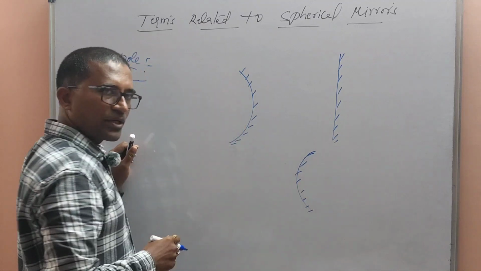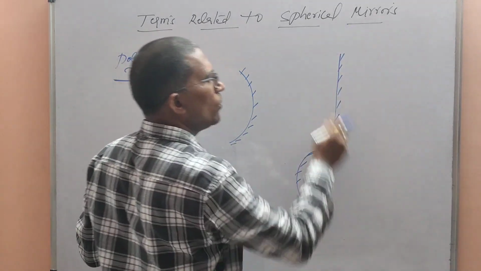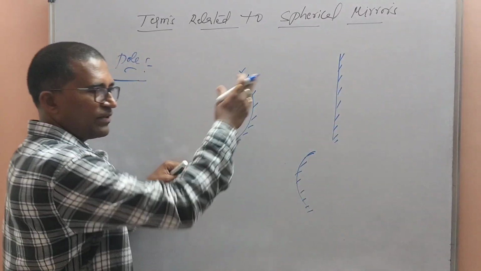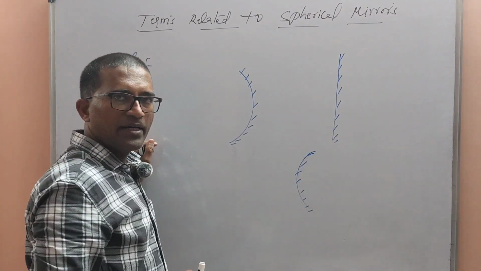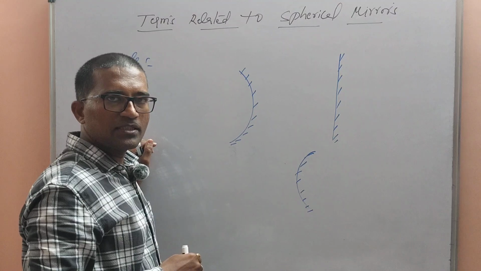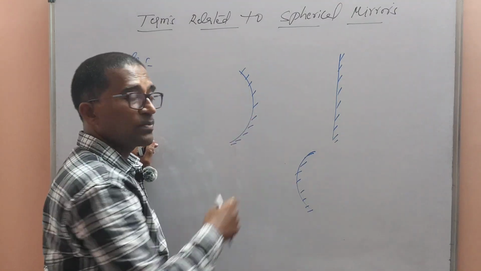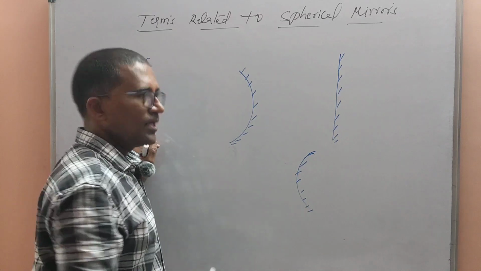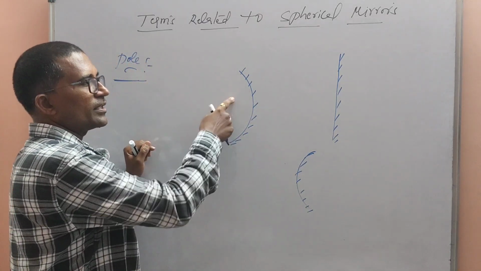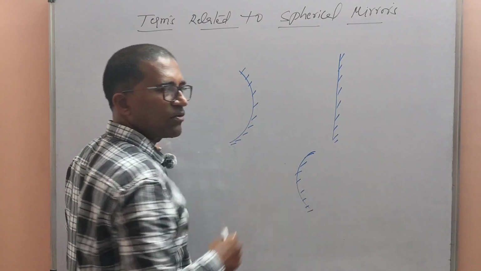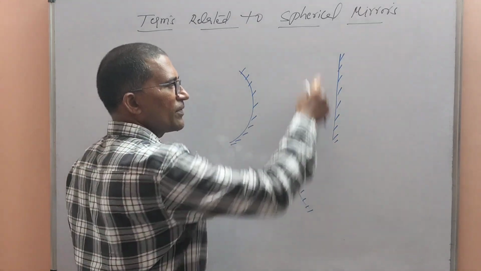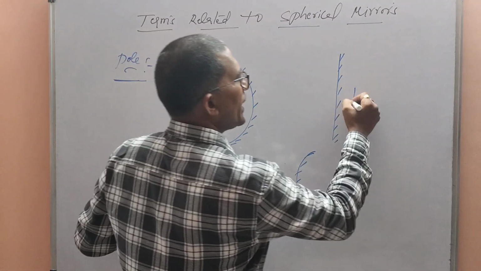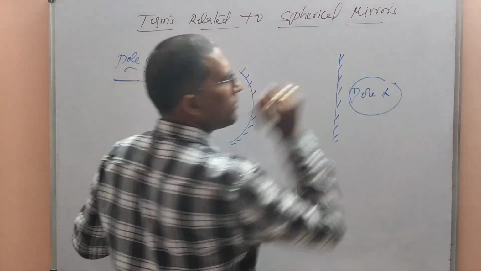So we won't find any pole for the plane mirror. A plane mirror does not have any pole because it has a flat surface. Concave and convex mirrors have curved surfaces, they never have flat surfaces. The reflecting surface is curved inwards for a concave mirror and curved outwards for a convex mirror, whereas a plane mirror has only a flat surface. There is no curved surface. Hence, we won't find a pole for a plane mirror.